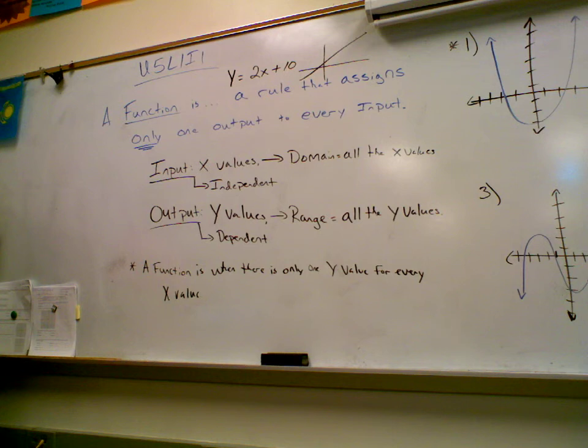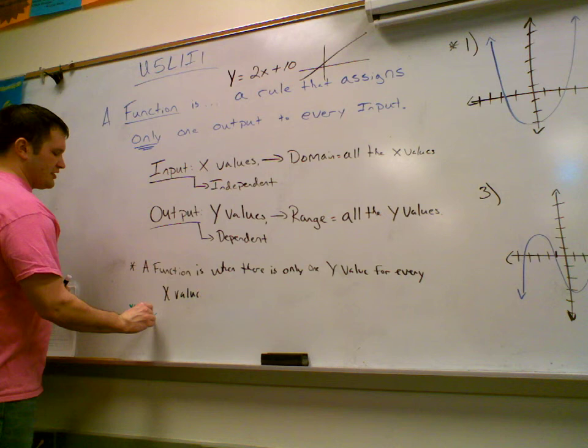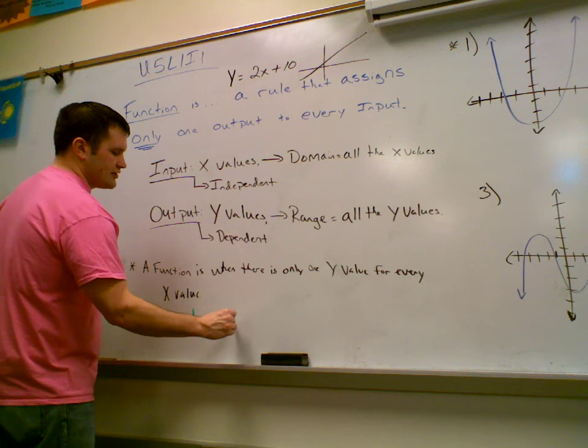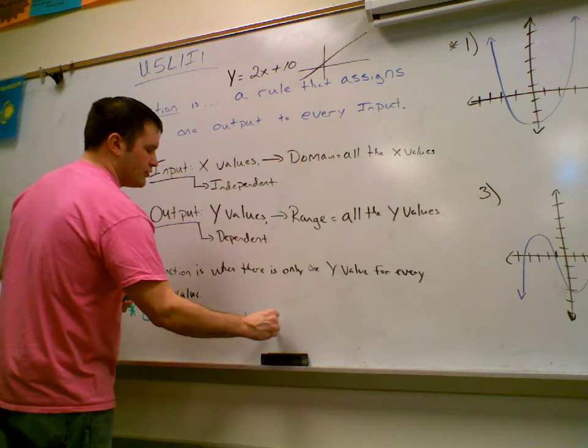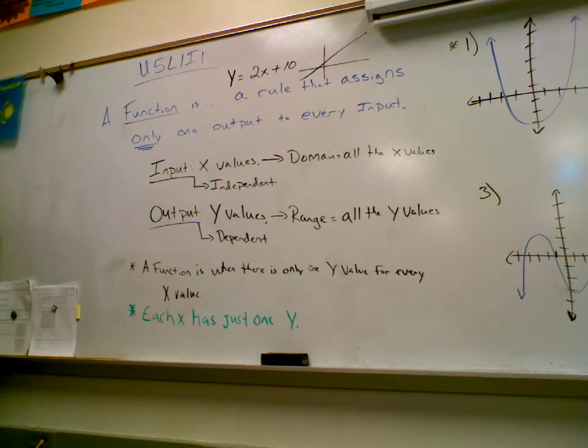Any other way to write this? No other ways? So a function is when there's only one y value for every x. That's the only way we can write it? How about this: each x has just one y. Is that another way? Each x has just one y. Each input has just one output.